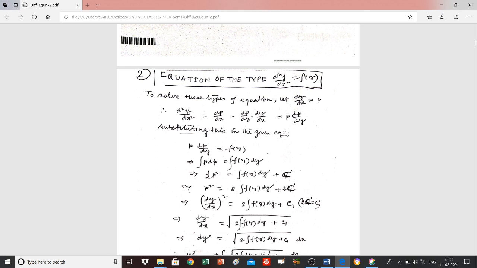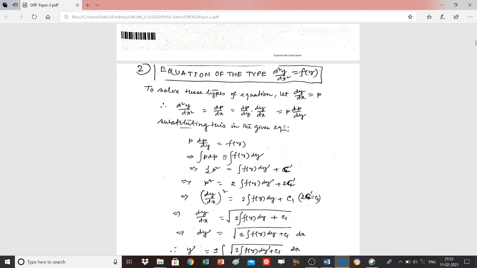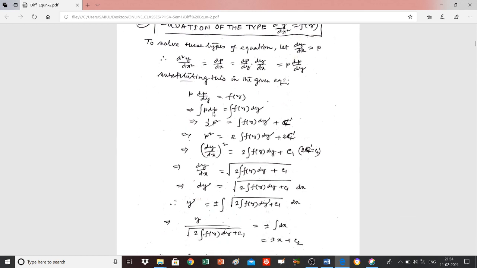And now substitute this value of d2y by dx square in this expression. The left hand side is d2y by dx square, so that will be replaced by p dp by dy, and the right hand side is f(y). So from here you can write p dp is equal to f(y) dy. So now integrate both sides. Integration of p dp is equal to integration of f(y) dy, and integration of the left term will give you half p square, and the right hand side is integration of f(y) dy. Another constant, the integrating constant, is c1 prime, and from here p square is equal to 2 times integration of f(y) dy plus 2c1 prime.